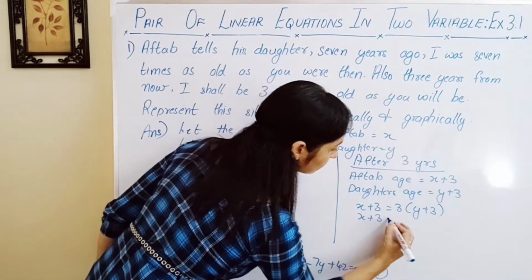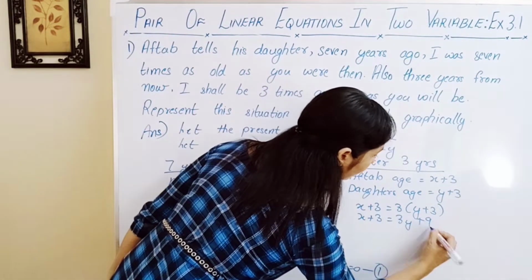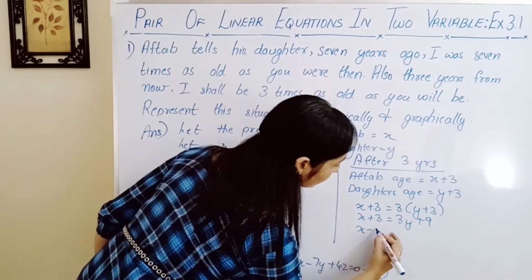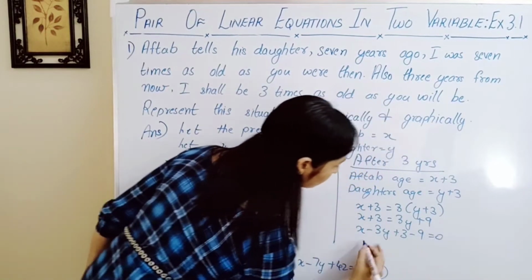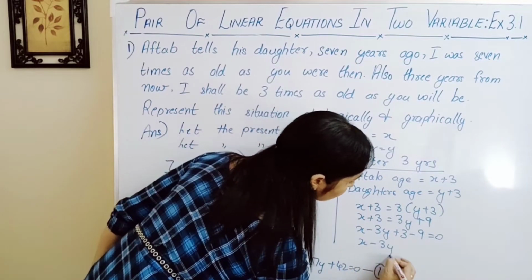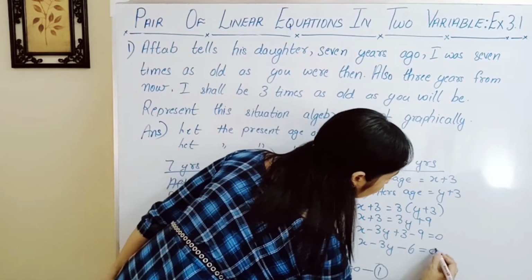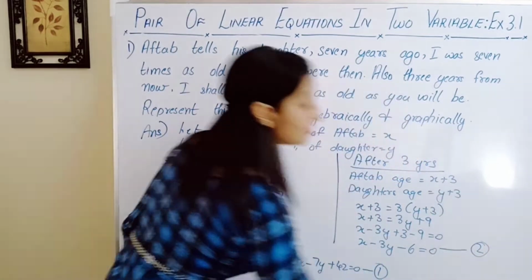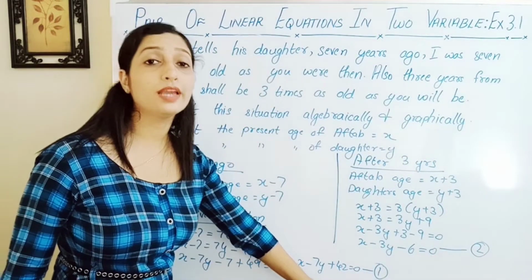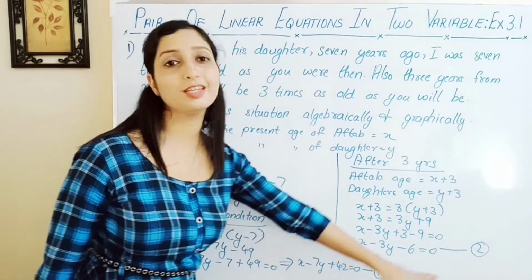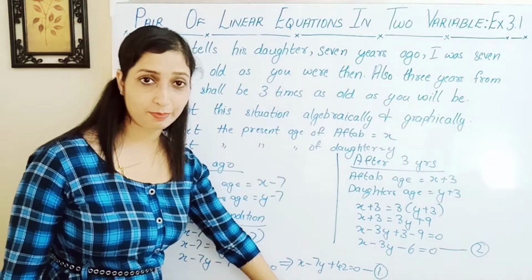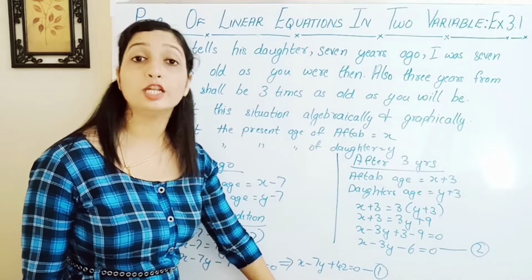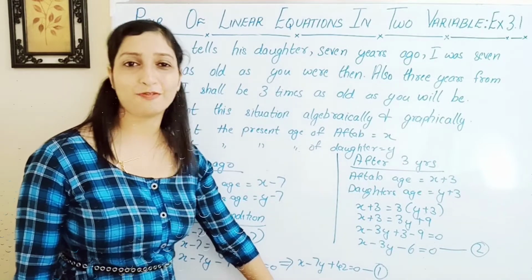Now let's open the bracket. You get x + 3 = 3y + 9. Rearranging, you get x - 3y + 3 - 9 = 0. That implies x - 3y - 6 = 0, which is our second equation. So now we have got equation number 1 and equation number 2, which are the two different situations which we have represented algebraically. Now let us represent it graphically.